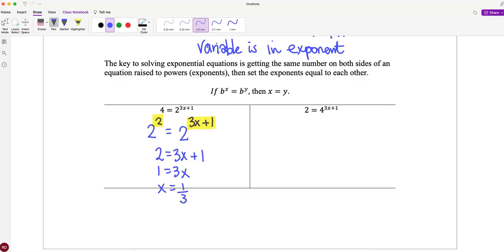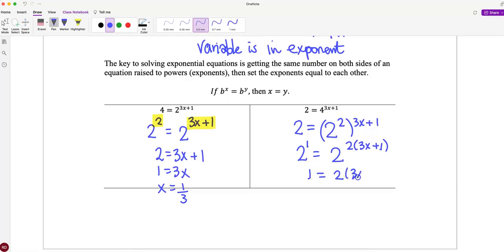Same thing here. I can write this as 2 equals 2 squared to the 3x plus 1. So I have to multiply those exponents. 3x plus 1. And so the exponent over here is simply 1. So now I know that 1 equals 2 times 3x plus 1. 1 equals 6x plus 2. So negative 1 equals 6x. X equals negative 1/6.